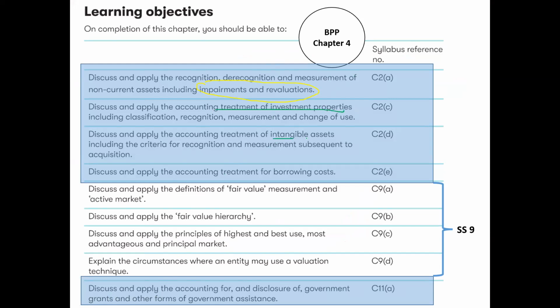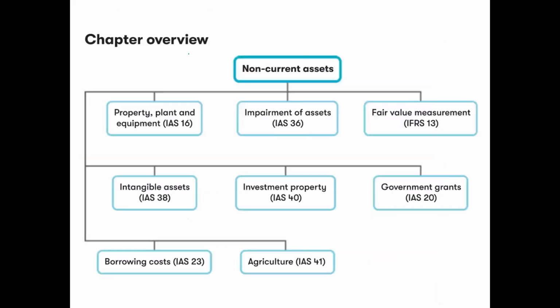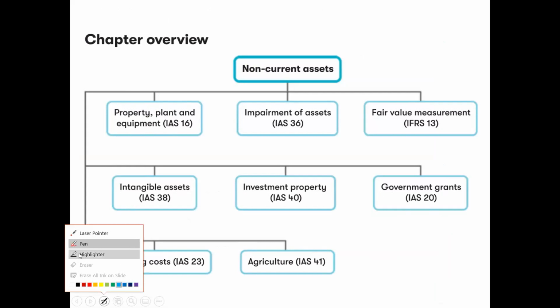They talk about intangible assets. They talk about borrowing cost, government grants. So there's quite a lot of standards that is covered in this chapter. If we think about a schematic, and I just want you to add one item over here, and I'll talk about it once we go through it. So for non-current assets, the first one we're going to cover is, at the end of the day, property, plant, and equipment.